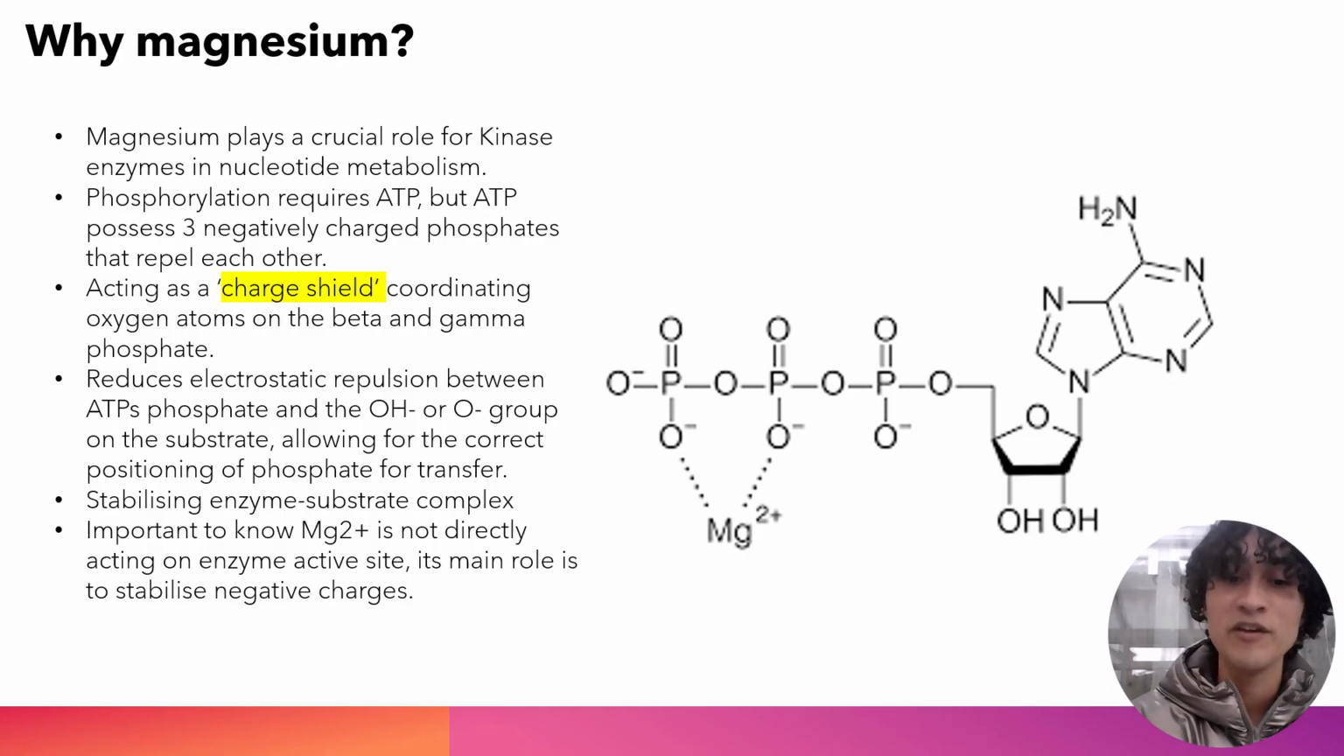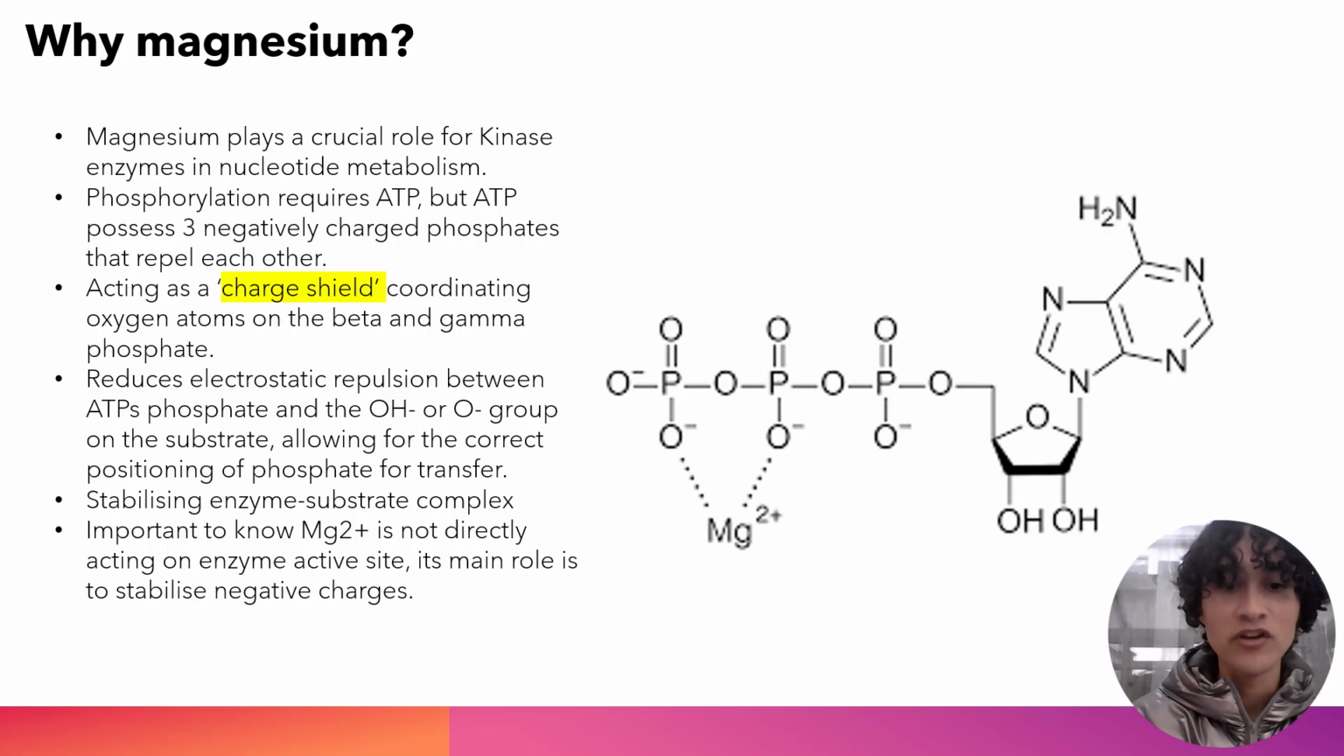But magnesium also has a really important role, because the hydroxyl group on that sugar is going to naturally be repelled by these oxygens on this phosphate here. So there's some level of electrostatic repulsion, if you like. That's where magnesium comes in. You can see it's indicated as a 2+. It's positively charged, so it's acting as a charge shield. It's reducing that repulsion, making the reaction more feasible.